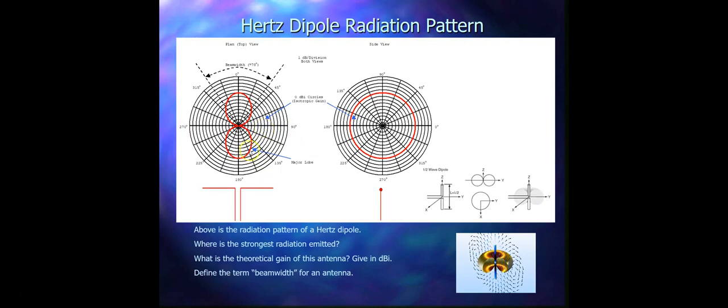Now here you see what is called the major lobe, and the major lobe is the area of strongest radiation from an antenna.